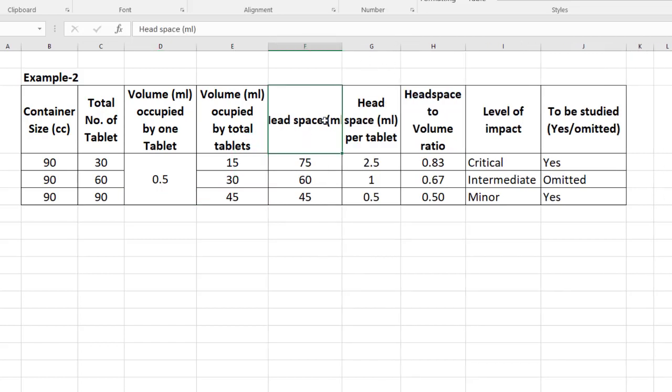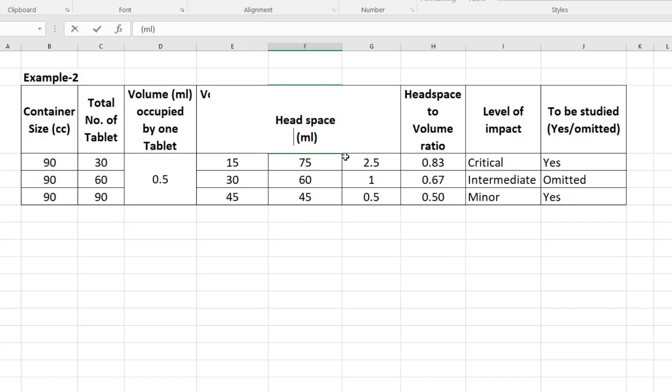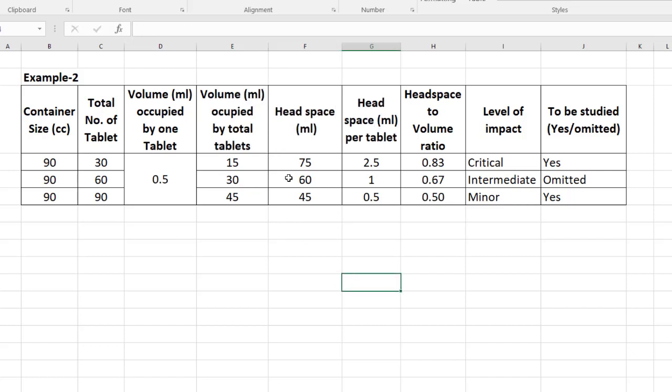So, yeah, let me adjust the Excel sheet a little over here. So headspace in ml. I know that the 90 cc container has 90 ml entire volume, and the 15 ml is occupied by the tablets. So how much will be the empty headspace volume available? It's 75 ml. The 60 ml for 90 cc with 60 counts, and 45 ml of the headspace will be available for the 90 counts. I hope you understand the calculation of the headspace.